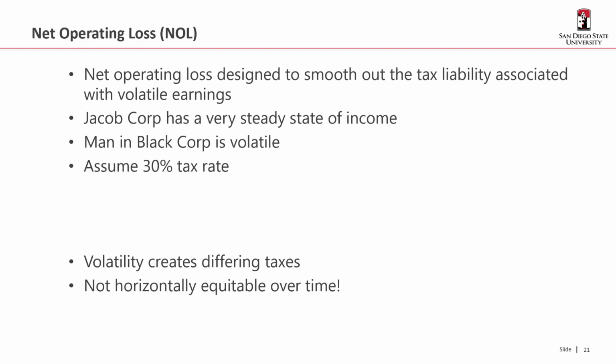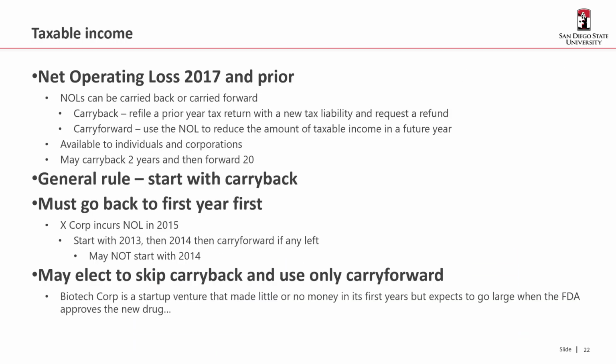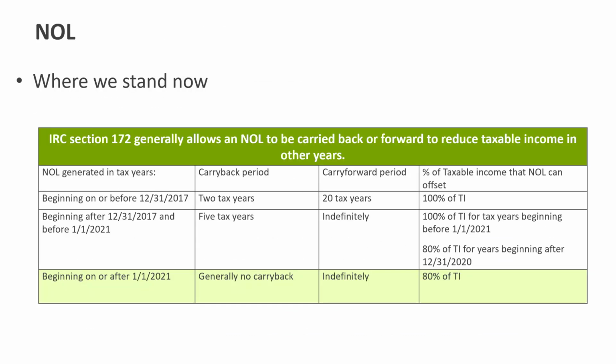Okay, so net operating loss, we already discussed it at the individual level, so we don't need to go through that. We've already talked about these rules. So let's just remind ourselves where we stand, just for posterity's sake. Here we are down on the bottom rung in this light green. So NOLs that begin on or after the 1st of 2021, generally there is no carryback. You can carry them forward indefinitely, but you can only offset up to 80% of the taxable income in that future year.